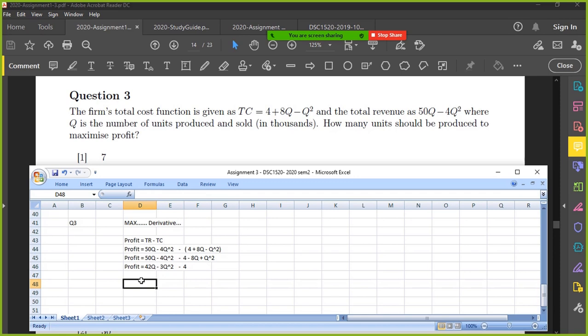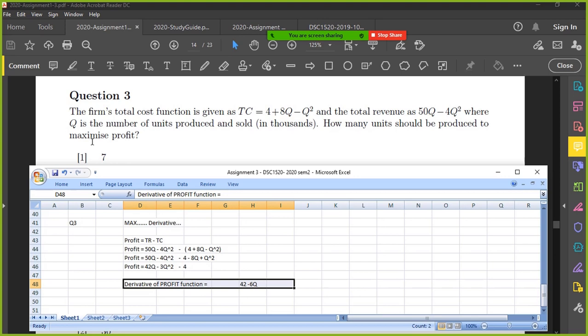Now I need to find the derivative. The derivative of the profit function equals, okay, apply your derivative rules. So I'm going to have 42 minus 6Q. Do you agree with that? Deriving the derivative from the function. I'm getting rid of those squares, right? I'm applying those power rules. Yes, okay, so there's the derivative.